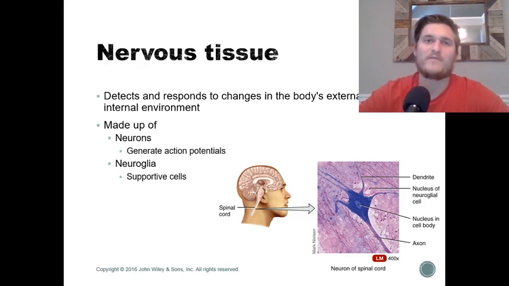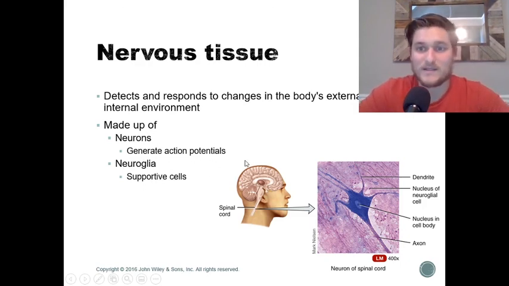Last, we have nervous tissue, which makes up our nervous system, and so it's going to sense changes with receptors in the body's external and internal environment, and we have neurons, which are going to generate action potentials in order to communicate things across the body. Sometimes it's sensory inputs, sometimes it's motor outputs, sometimes it's just communication between neurons, and these neurons are constantly firing using electrical chemical gradients in order to signal back and forth. And then we have neuroglia, which helps support the nervous system.